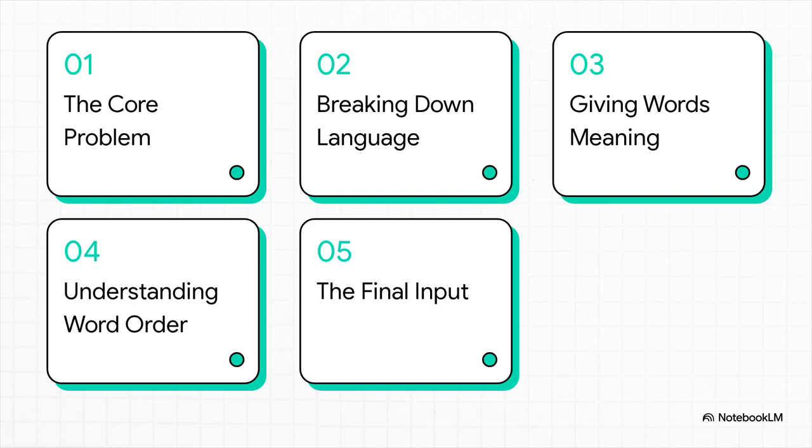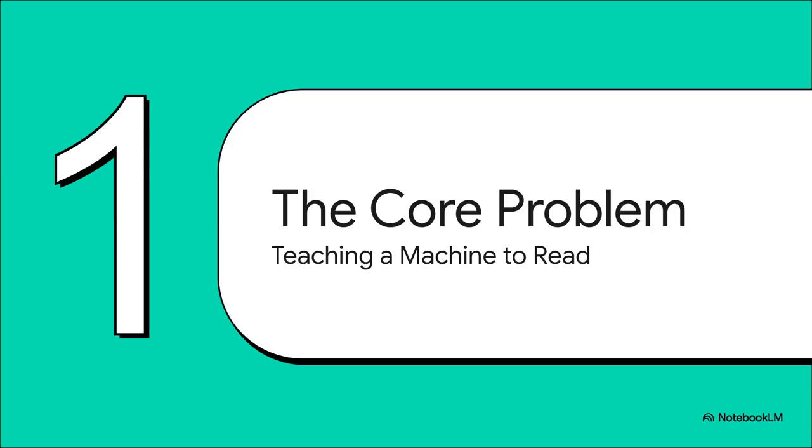First, what's the core problem we're even trying to solve? Then, how do we break language down? How do we give words actual meaning? What about word order? And finally, we'll see the finished product, the final input that the AI gets to work with.